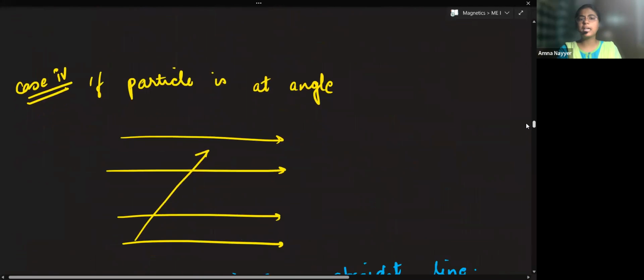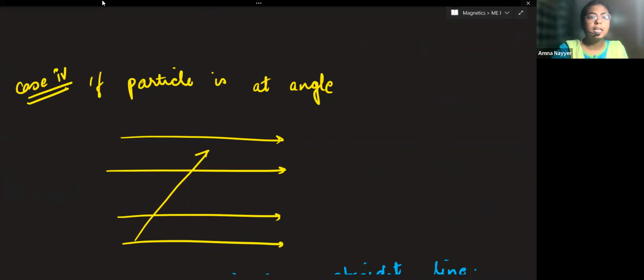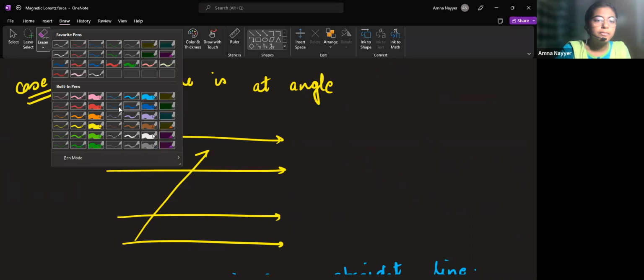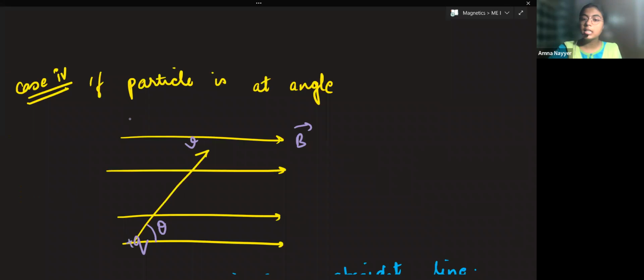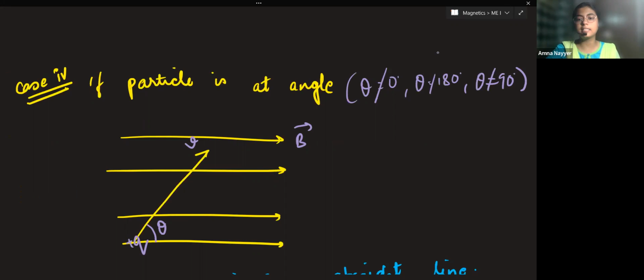Now the last case, if the particle is at an angle. This is a charged particle. Now this is at a random angle. This is making an angle theta. This is the velocity. This is the magnetic field. So magnetic field lines are there and the charged particle is moving randomly. This angle is not 0 degree, not 180 degrees, and not 90 degrees. At least you are sure about this, because had it been any of these angles, we would have got the other cases. Now it's at a random angle.